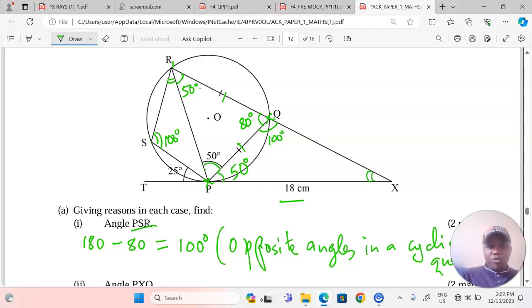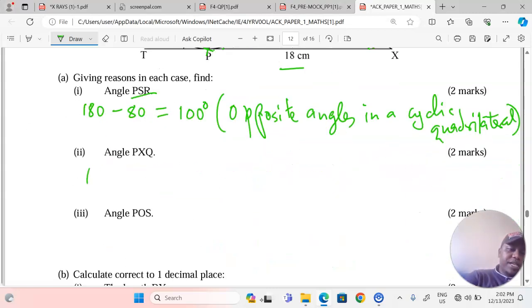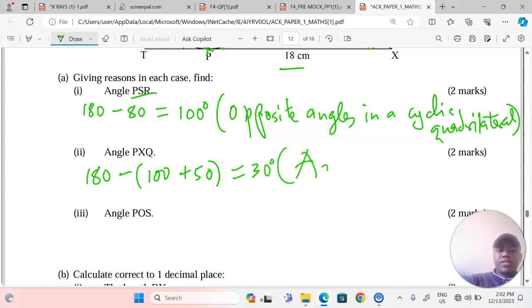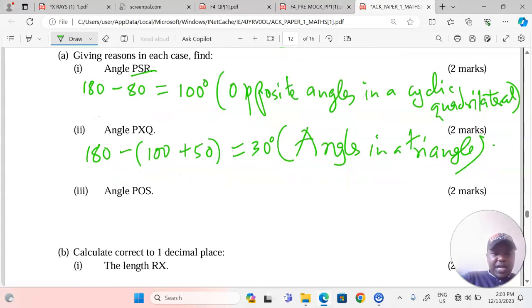Now that for triangle PQX, we are having 100 degrees and 50 degrees, then the remaining angle here is going to be 30 degrees. And the reason is that these are angles in a triangle. So when we take 180 and subtract 100 degrees and the other angle 50, we should get 30 degrees. These are angles in a triangle. They should give us 180 degrees.